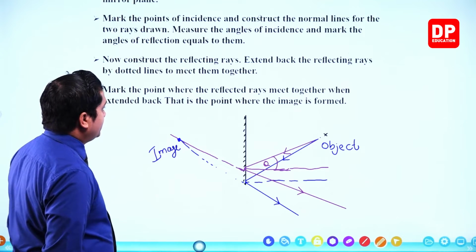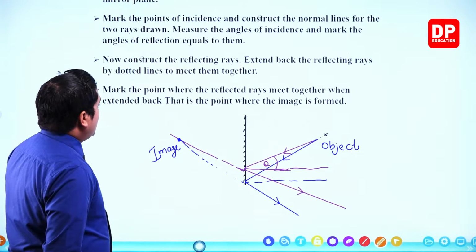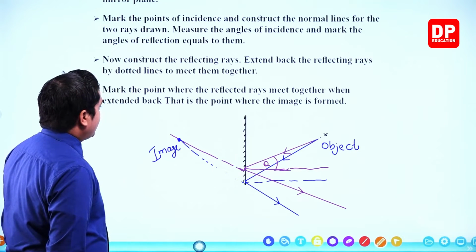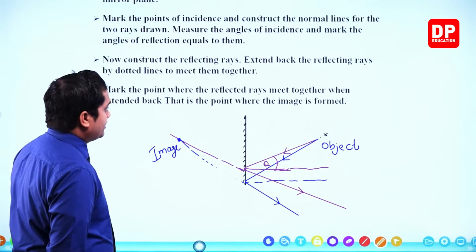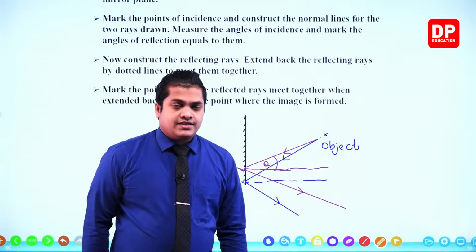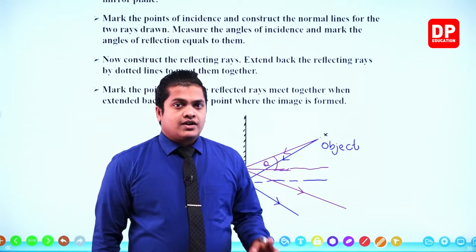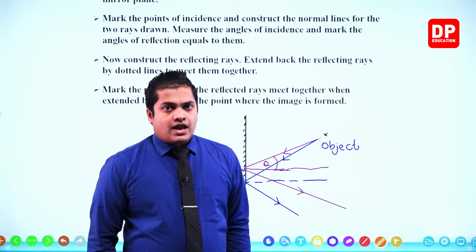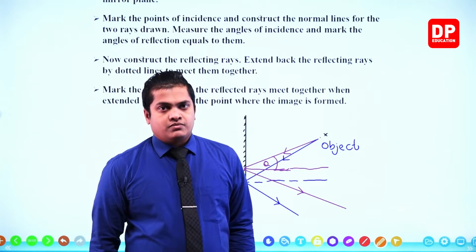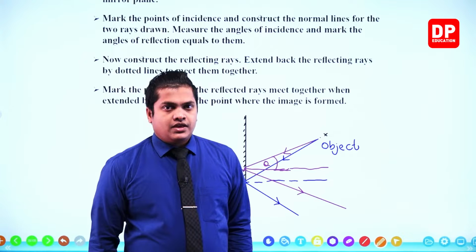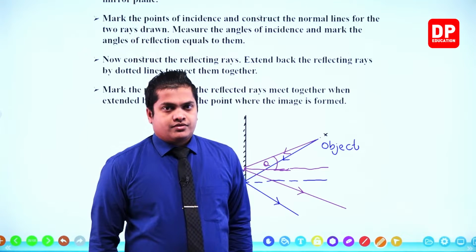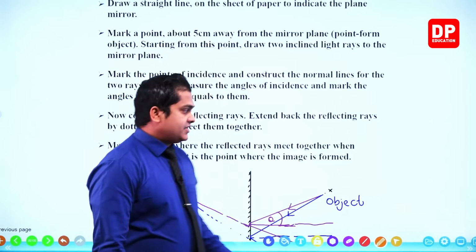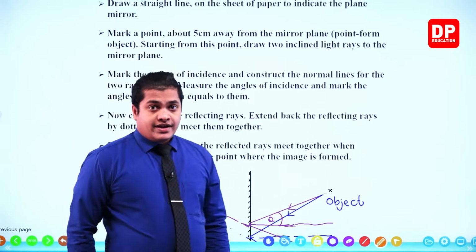So once again, given here, mark the point where the reflected rays meet together when extended back. That is the point where the image is formed. So like I said, you have to extend the two reflected light rays. At the point where these two reflected light rays meet, you can observe the image. That is the place where you can observe the image. Right, my dear children. So this is the way of drawing the ray diagram.